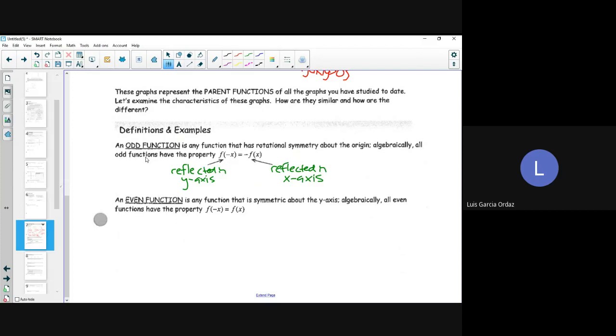All right. So an even function is any function that is symmetric about the y-axis. Algebraically, all even functions have the property f of negative x, so again we are reflected in the y-axis, is equal to f of x, which is just the parent function with no transformations, okay?